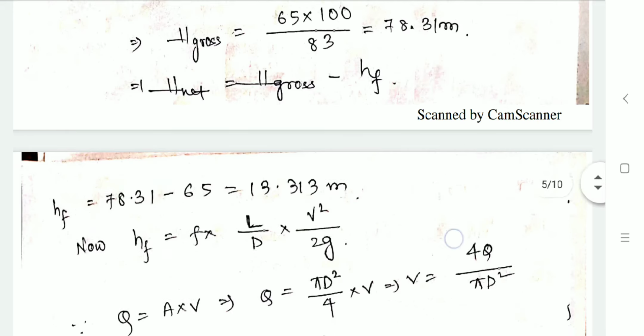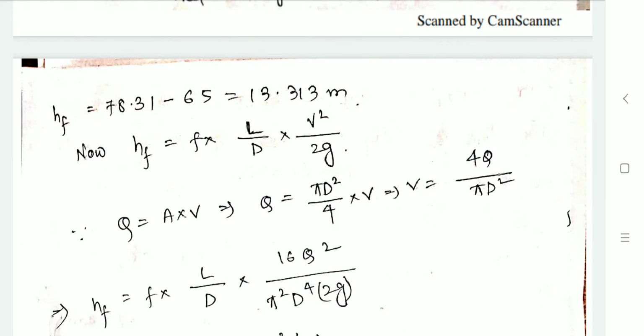Now we replace the term v by q divided by a. Since q is equal to a into v, and a is the cross-sectional area of the penstock, which is pi d square by 4, where d is the diameter of the penstock. So v equals 4q by pi d square. So we replace the term v by this term 4q by pi d square.